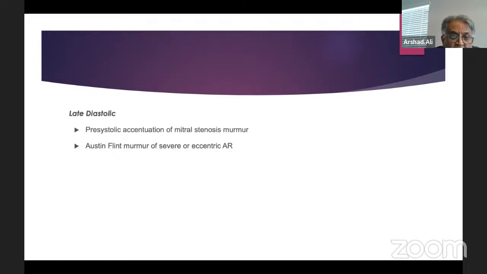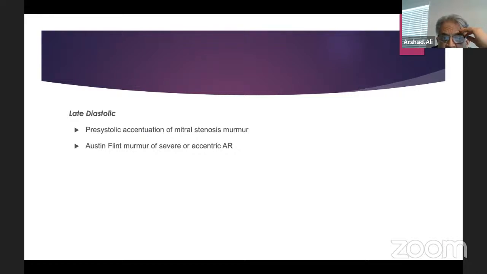Next slide. Late diastolic sounds or murmur is a classical pre-systolic accentuation of mitral stenosis murmur. And this is associated with the atrial systole. If the patient is still in sinus rhythm, it means the P wave is there and the atria will be contracting with that.